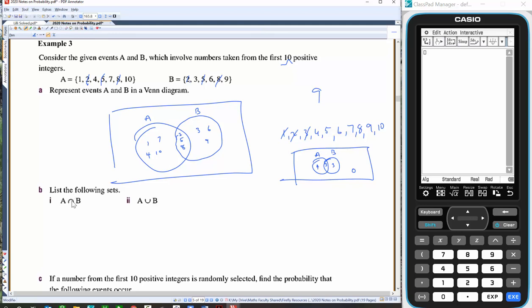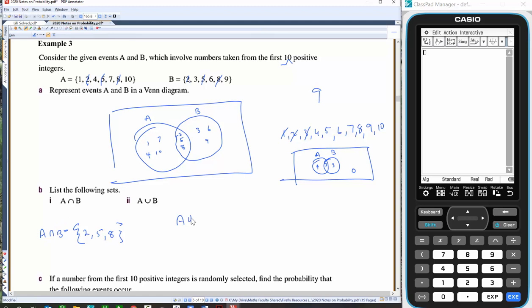But this question here says list the following sets. So A intersect B equals. Now that is this part here, and because I've got not the number of elements but the actual elements, it's really easy to pick them out. So I'm going to go 2, 5, 8. Put the elements in ascending order. Okay, so there's part 1.